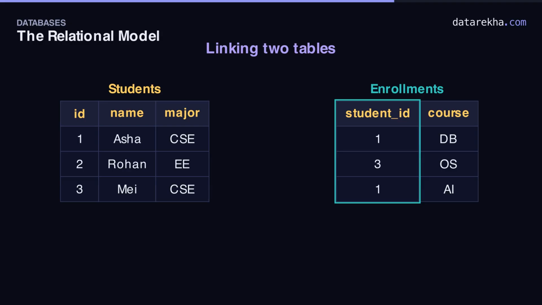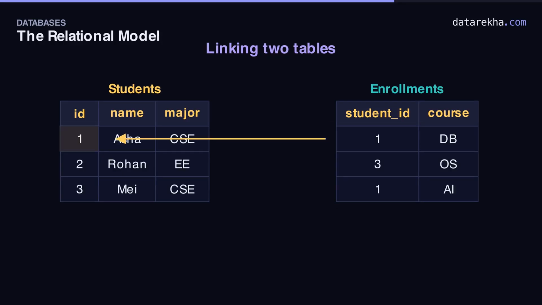Notice its first column, student underscore ID. Those numbers are not new identities. They point back to the ID column over in students. Watch the link. Enrollment row 1 holds student 1. Follow the arrow and it lands on Asha. Row 2 holds student 3. That's me. The reference ties the two tables together without copying a single name.